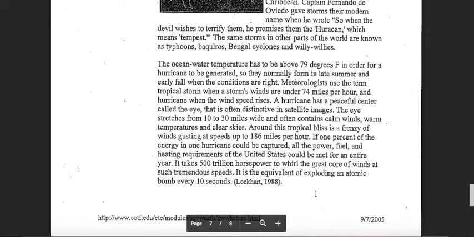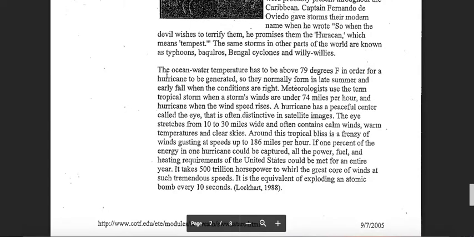I want to pause here and talk about something we read at the beginning of this paragraph, which says the ocean water temperature has to be above 79 degrees, so, degrees Fahrenheit. So these storms normally form in late summer and early fall. Remember, when we were doing the soil and water lab, or when you get to it if you haven't yet, that soil heats up faster than water, right? It takes water a longer time to heat up. Water just takes a while to warm up. So it doesn't warm up from the summer heat until later into that season, okay?